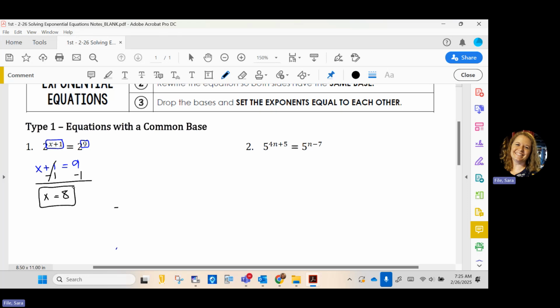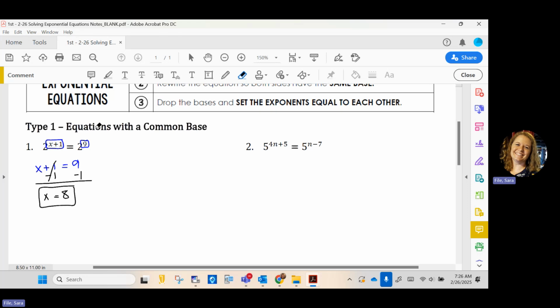Now, just like with any type of function, doesn't matter if it's quadratic, absolute value, exponential, whatever we've worked with, and whatever you will work with in the future, when you solve an equation, how can you check that it's right? Is there a way I could check that 8 actually works? Yeah, plug it back into the original equation.